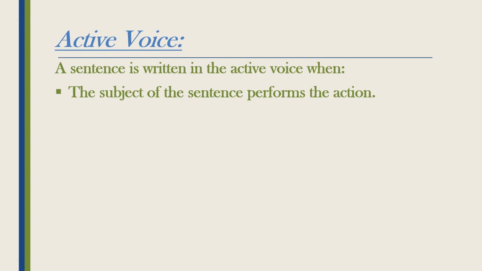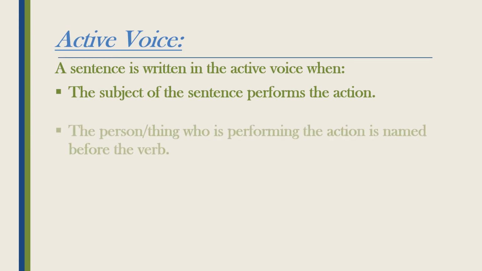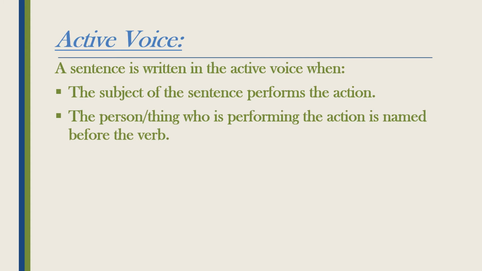So when the subject is performing an action, that one is known as active voice. The person or thing who is performing the action is named before the verb. The person who is doing work, the thing which is doing work, who is performing the action will be written at the start of the sentence before the verb. When the subject is at the start of the sentence before the verb, then it will be active voice.